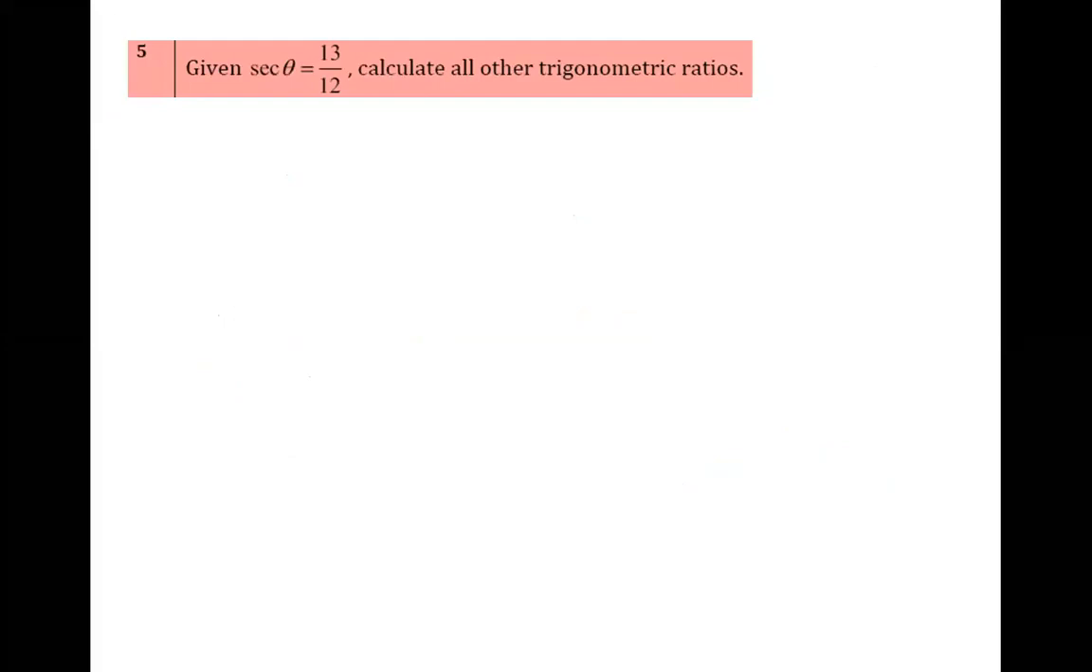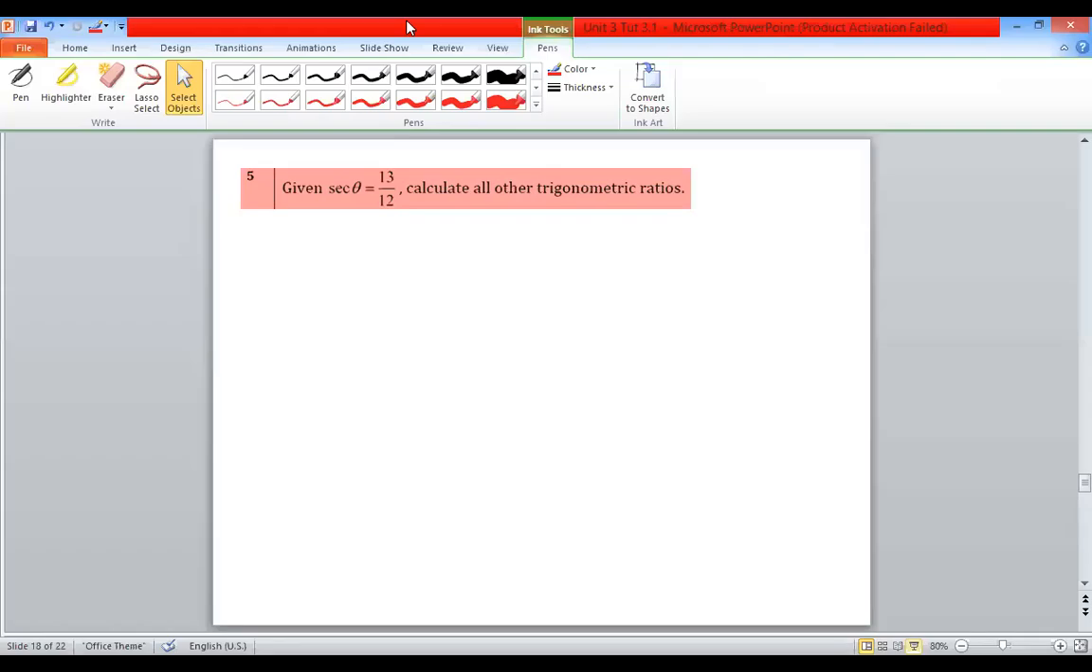The fifth question says you can find all the trigonometric ratios, which means sine, cos, sec, cosec, all of them. First of all, they gave you one hint: sec theta is 13 by 12. The opposite of sec theta is cos theta, so cos theta means 12 upon 13.